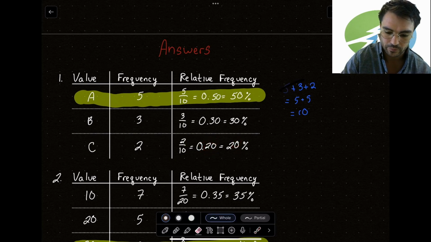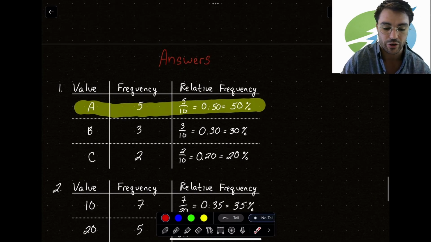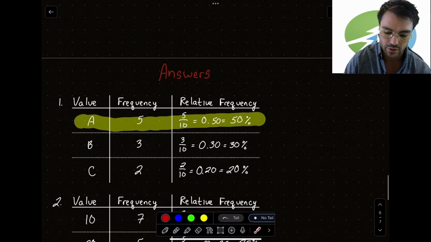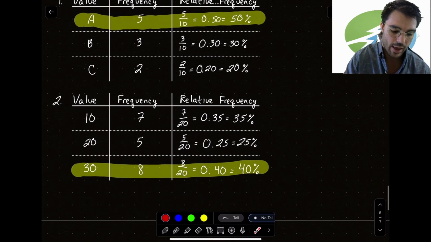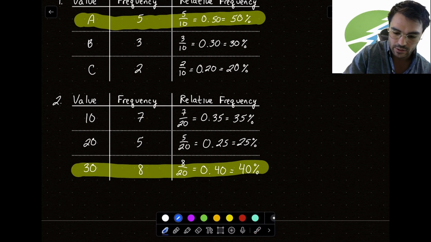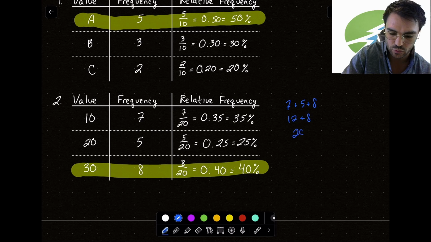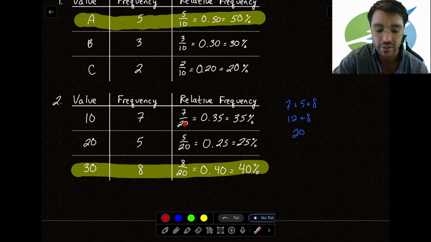Okay. And I highlighted value A because for question 3, which category occurs the most? A has the highest relative frequency. And question 2 here, same thing. Our values are 10, 20, and 30. Frequencies 7, 5, and 8. Again, 7 plus 5 plus 8 equals 12 plus 8 equals 20. That's where these 20s over here came from in my denominator. We're going to divide all these frequencies by 20.